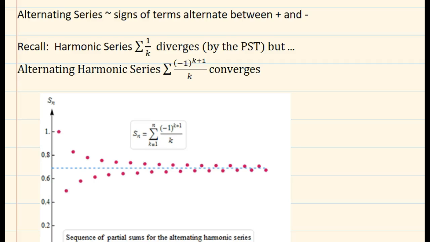The last series test that we want to talk about is the alternating series test. So the first thing we need to do is talk about what alternating series are and then how we can test them. First of all, the terms of an alternating series are going to alternate between plus and minus. One of the things I want to remind you of is that the harmonic series actually diverges. We know that from the p-series test, but the alternating harmonic series actually converges, and we can see that in the picture of the alternating harmonic series.